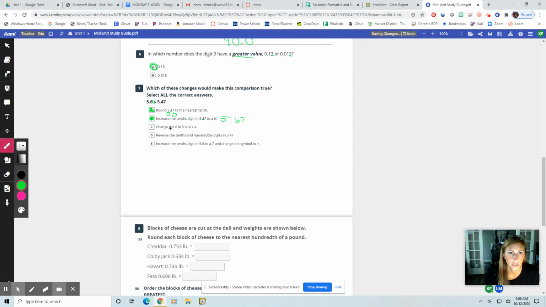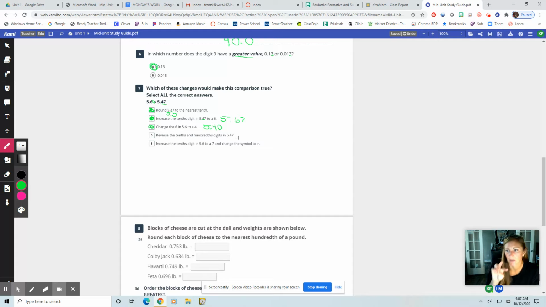What about changing the 6 in 5.6 to a 4? Okay, so we'll have a 5 and 4 tenths. If I change that, would it still be less than this? Yeah, because it's like a 40 and that one has like a 47. It's still less. What if we reversed the tenths and the hundredths digits?